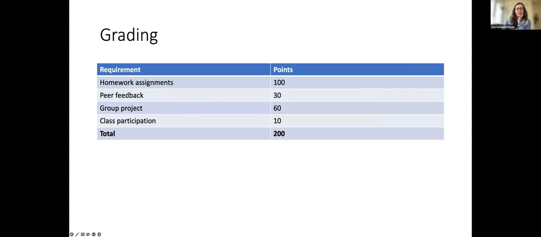So grading is based on 200 points, and you can see the homework assignments, peer feedback, the group project, and class participation.